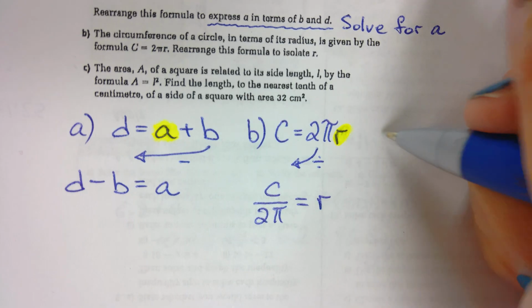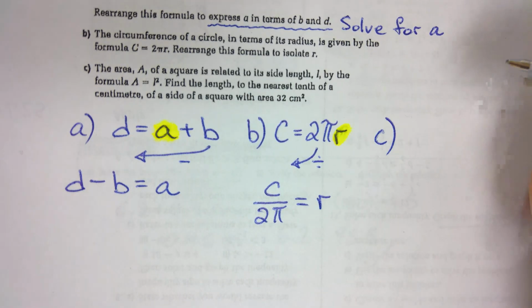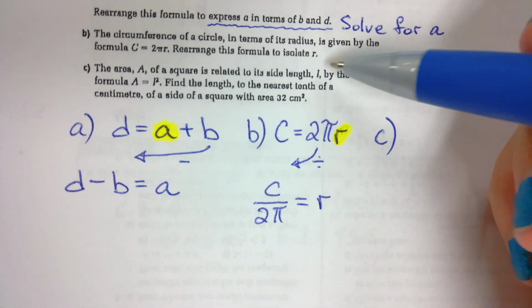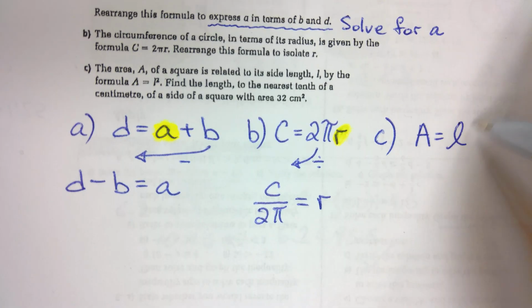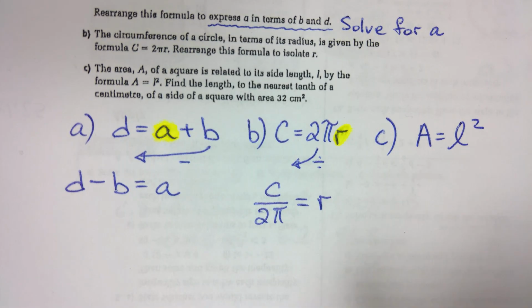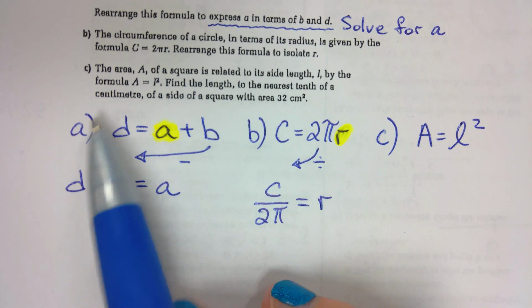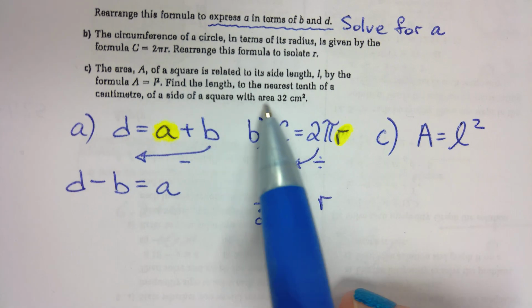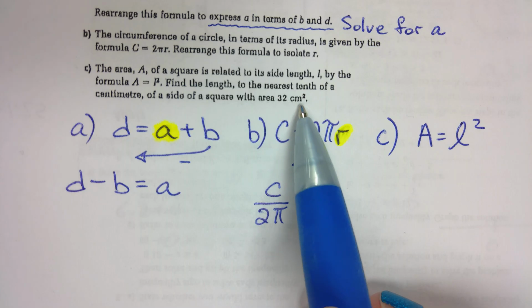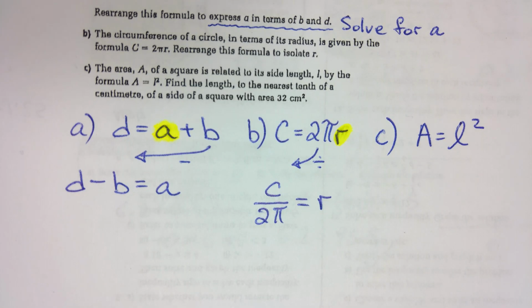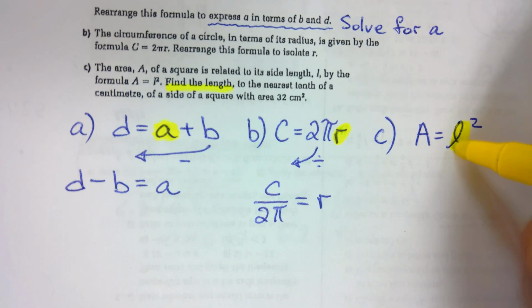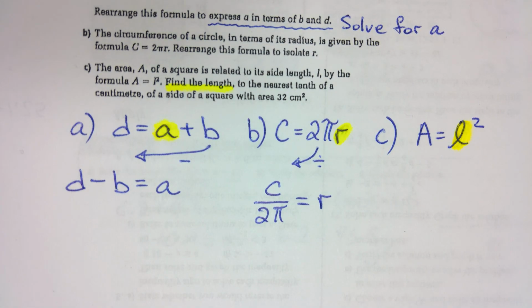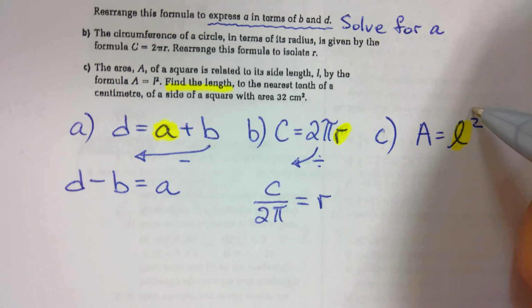Okay, last one right here. The area of a square is related to the length by the area equals length squared. Okay, so this is the formula. Find the length to the nearest tenth of a centimeter of a side of a square with area 32 centimeters squared. So I want to find the length. So if I want to find the length, that means I want L by itself. Okay, so what do I have to move away? I have to move away this square.